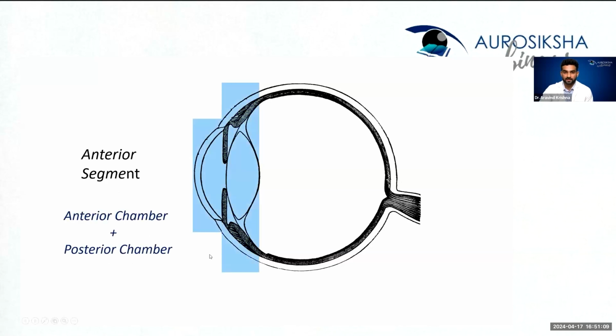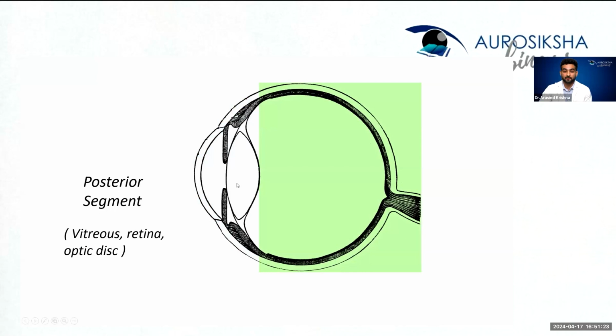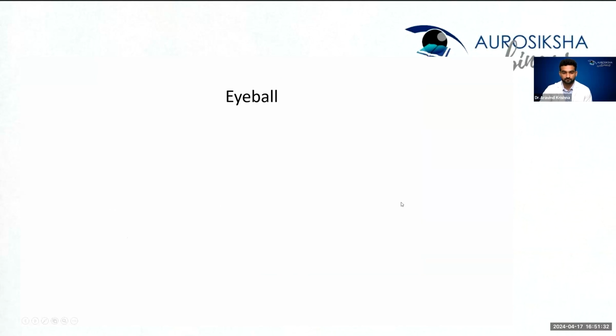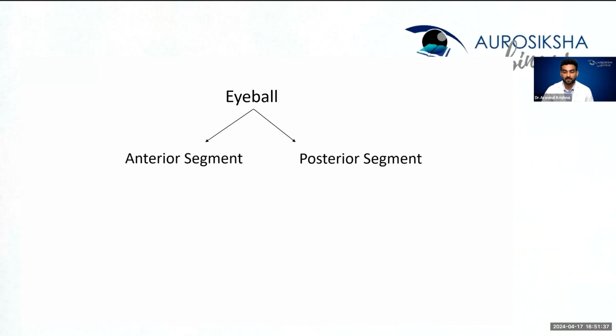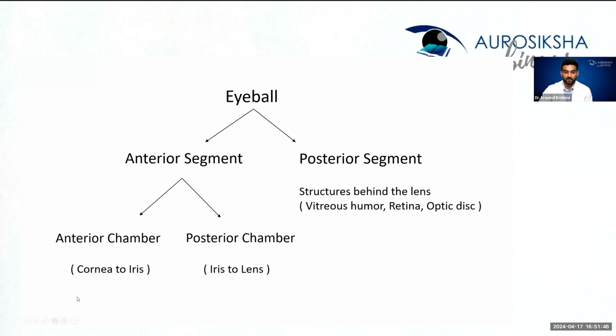The anterior segment is nothing but the first two things we just saw. It is the anterior chamber plus the posterior chamber. Together, these two structures are called the anterior segment. And finally, we have the structures behind the lens. It's called the posterior segment, which comprises the vitreous, the retina, and the optic disc. To summarize what we just saw, the eyeball is divided into the anterior and posterior segment. The anterior segment is composed of the anterior chamber and posterior chamber, and the anterior chamber comprises the structures we have previously seen.